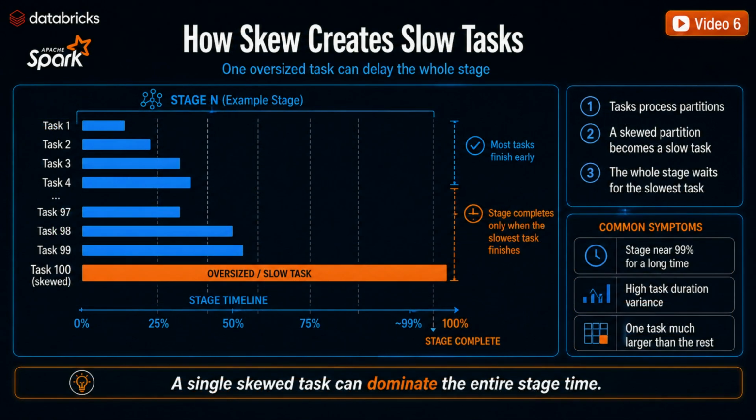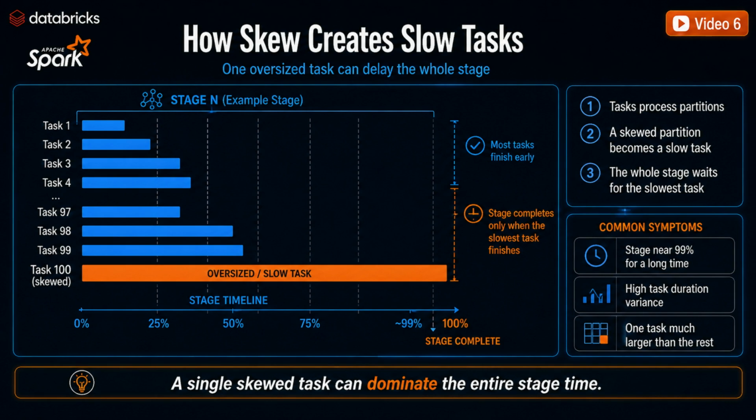Skew creates slow tasks because a stage can only finish when its slowest task finishes. Most tasks may finish early, and the stage progress may reach 99%. But one oversized task keeps running. That single task can dominate the entire stage time.